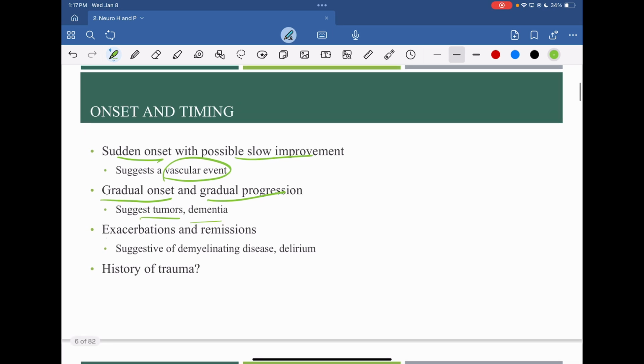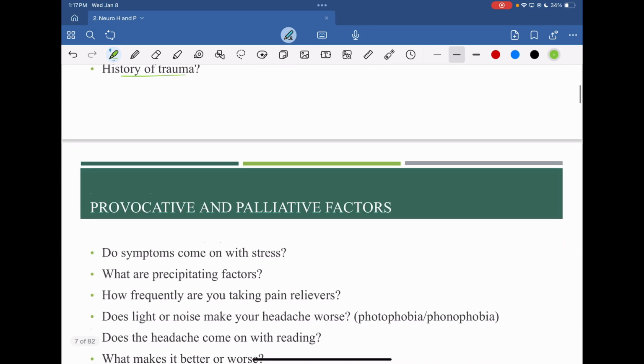Do they have exacerbations and remissions? Does it come and go? They get flare-ups. Multiple sclerosis has flare-ups. What is multiple sclerosis? It's a demyelinating disease. Anything demyelinating, Guillain-Barré is another form of a demyelinating disease. They have exacerbations and remissions. They do well and then they have a flare-up. Delirium can also have exacerbations and remissions as well. And always ask about trauma, especially in the head, which causes problems.